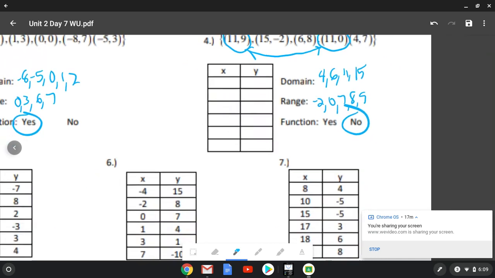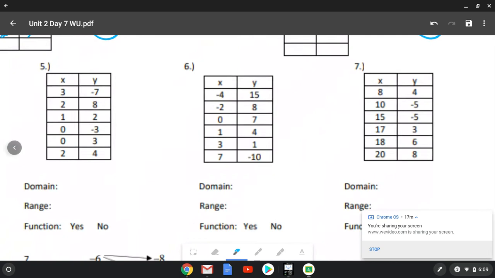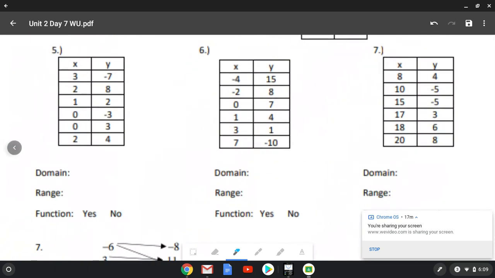All right, so then 5, 6, and 7. They already have the tables done for you. So I'll do number 5 here in order, 0, 1, 2, 3. And then my range in order from smallest to biggest is -7, -3, 2, 3, 4, 8. Are there any repeaters? Yeah, we have the 0 and we have the 2. So that one's going to be definitely no, because not every input has one output. 2 goes to 8, 2 goes to 4, and 0 goes to -3, and 0 goes to 3. So that's a no.